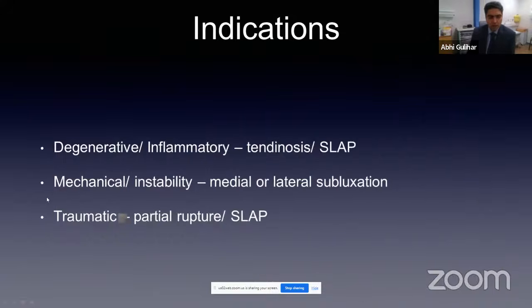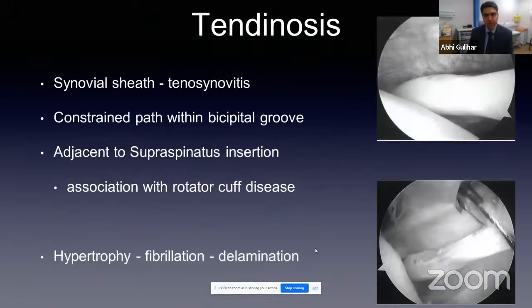And finally, the traumatic conditions purely of the long head of biceps. So there can be partial ruptures either due to sudden trauma or due to multiple small minor episodes of trauma. And that can easily lead to a full thickness rupture. And finally, as I said before, slap lesions can often be traumatic and be painful as well.